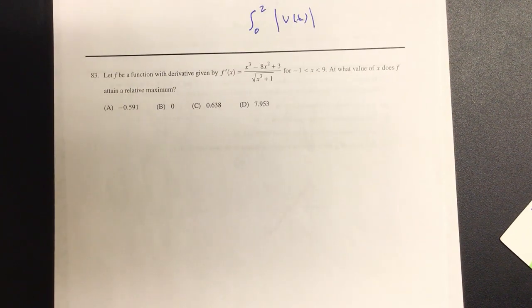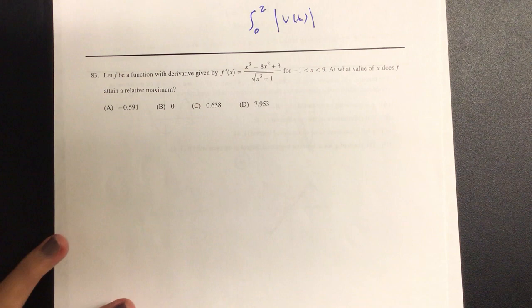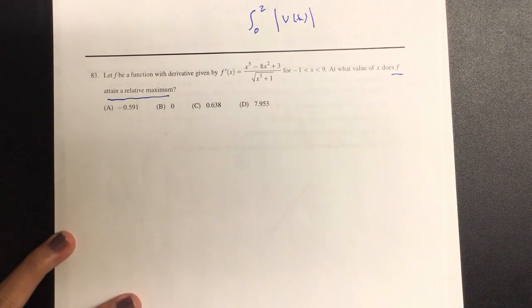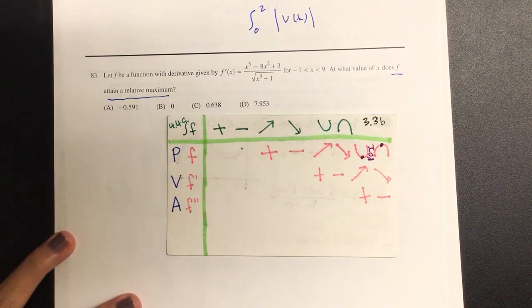Let f be a function with derivative given by f prime of x equals x to the third minus 8x squared plus 3 over the square root of x to the third plus 1, for negative 1 is less than x is less than 9. At what value of x does f attain a relative maximum? So let's underline the original function has a maximum. Let's look at our PVA card.